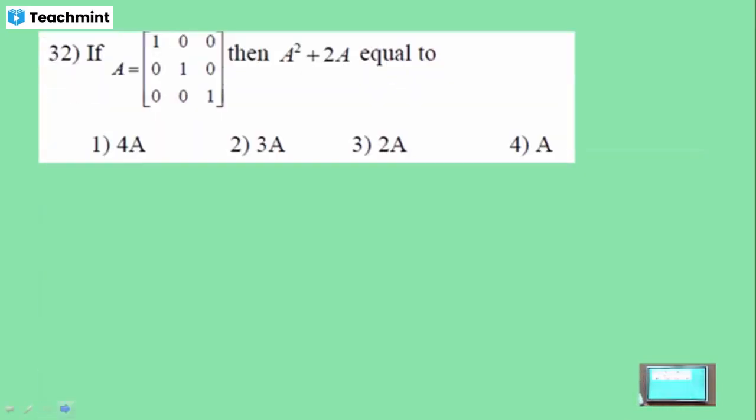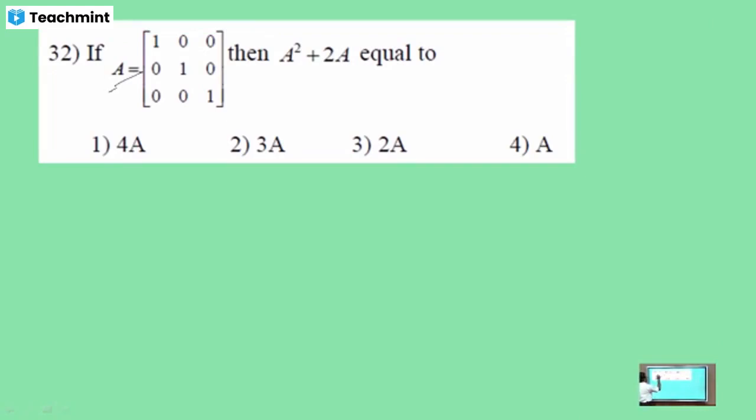Next. A is given, then A square plus 2A equals what? What type of matrix is it? It is identity. Identity matrix is a square matrix in which diagonal elements are 1. Then we call it as identity matrix.